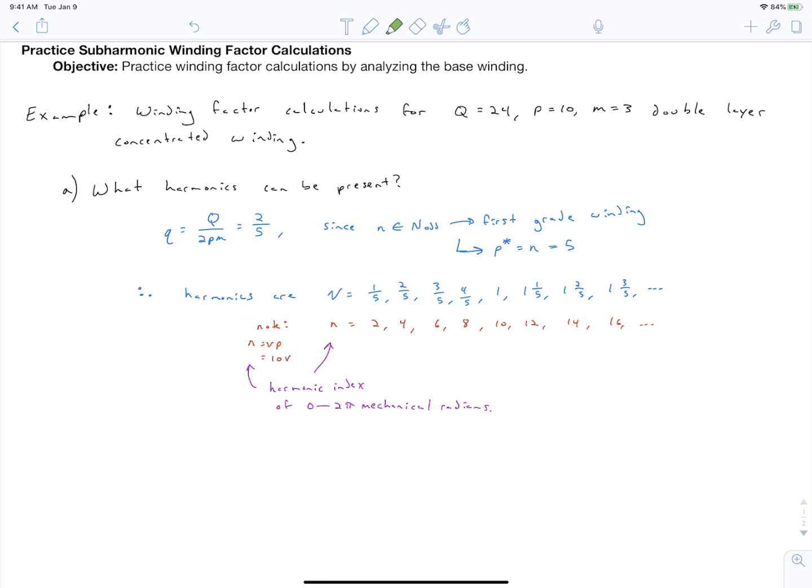Now, what's interesting is that we can also talk about these harmonics in terms of the harmonic index of our mechanical radians. Remember, v is the harmonic index of our number of pole pairs, whereas n is the harmonic index of one revolution around our stator. If you recall, n is equal to v times p, and since p is 10, n is equal to 10 times v. And so we can write out that v equal to 1 over 5 is equal to n of 2, v of 4 over 5 is equal to n of 8, and so on.